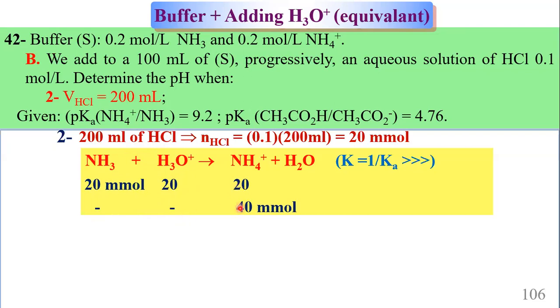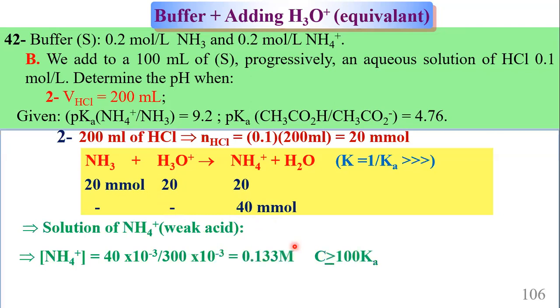Plus 20 millimoles on the product side, we get 40 millimoles of ammonium. So what is my new solution? Look at the new solution. Do I have any ammonia left? No, I only have ammonium ion in my solution. Do I have any H3O+ left? No. My solution is simply a weak acid.